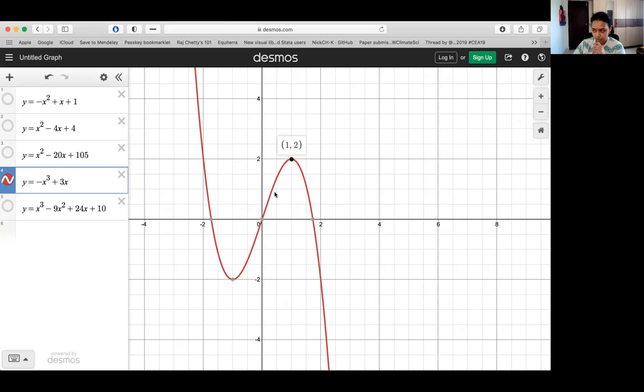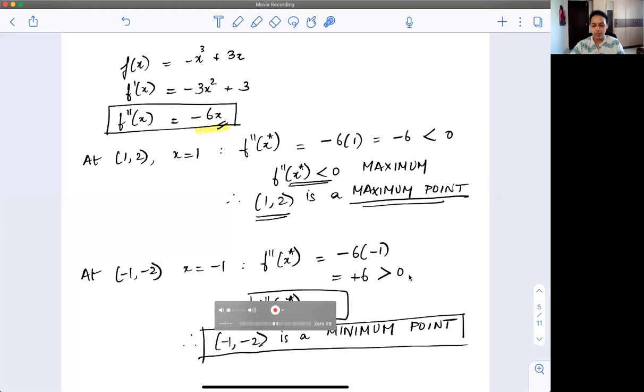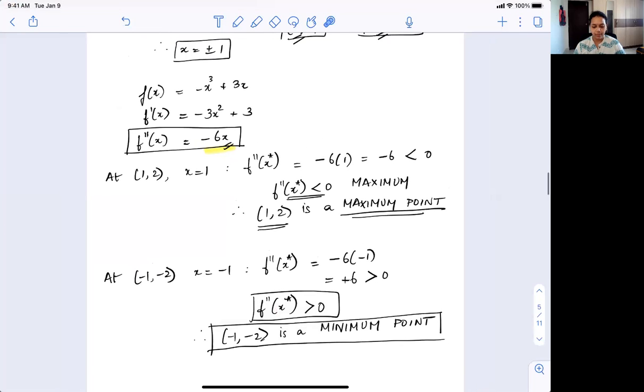function. You see how we have a maximum point there. It has an inverted U shape around this particular critical point. Similarly at minus 1, minus 2, it has a proper U shape, and therefore this is a minimum point. So the graph confirms our calculus answers, that we did indeed find the maximum and minimum points. So that was one example with a cubic function. Let's try another example.